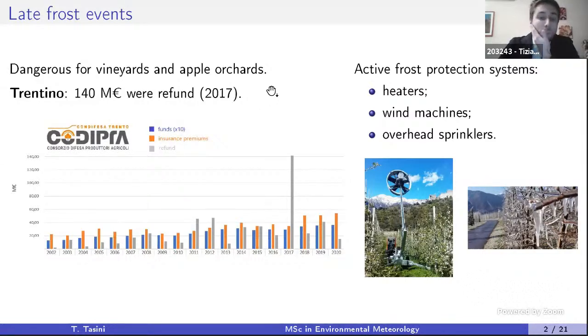In order to mitigate such events, there are different types of protection systems, like heaters, wind machines, as in the pictures, that mix the air inside the canopy, and overhead sprinklers, the most widespread method, in order to protect orchards from very low air temperatures.